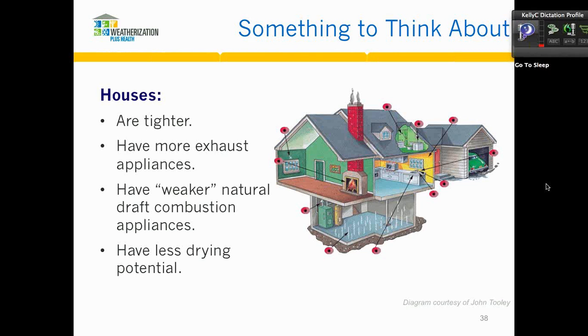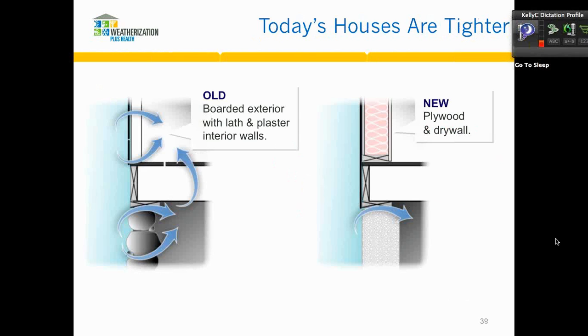A lot of the housing stock we address in weatherization might be older than 40 years, but some of it is pretty new or has been modified over the ages. So we do have to think of it as a really interactive system. Houses are much tighter now. They have more exhaust appliances, that is, dryers that vent outside, bath fans, kitchen fans, anything that's sucking air out of the house. The natural draft combustion appliances have a weaker natural draft, and they basically just have less opportunity to dry out. This is why they're tighter.